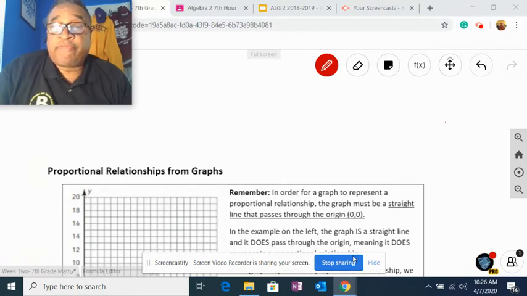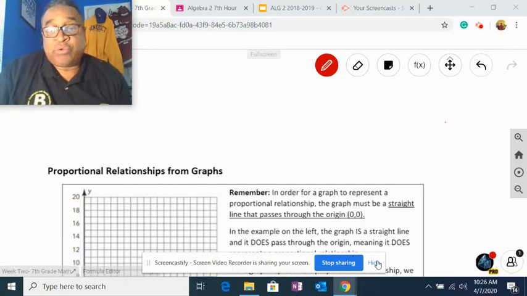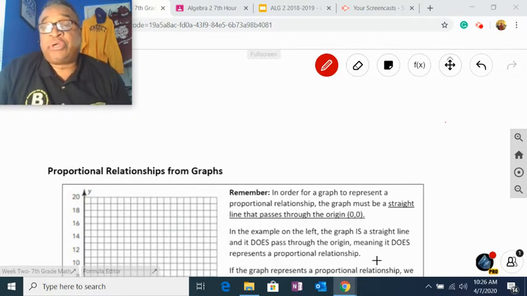I'm just offering a few examples from this packet. I've got a few calls about proportional relationships from graphs and from tables. So we're going to go through some examples here real quick.